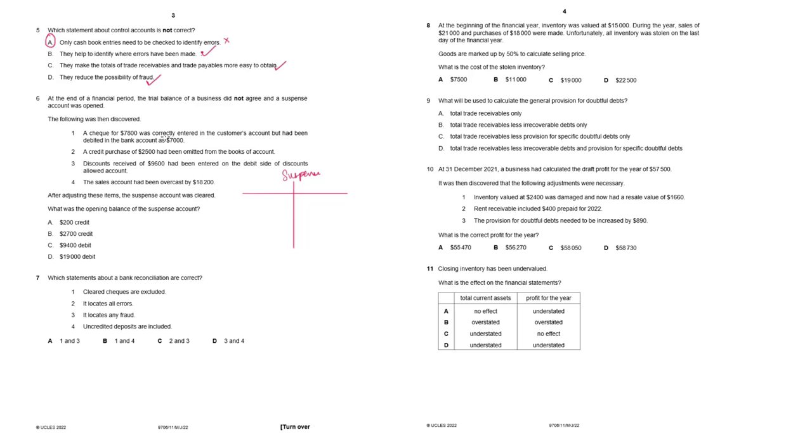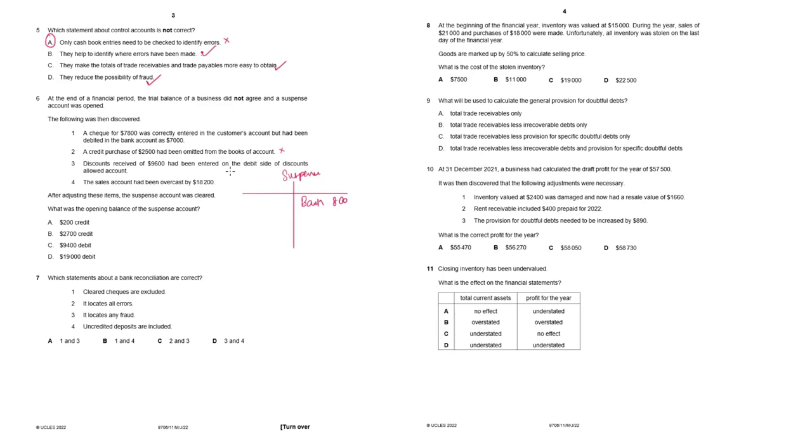A check for 7,800 was correctly entered in the customer's account but had been debited in the bank account as 7,000. It should have been debited as 7,800 but was debited as only 7,000. So bank should be debited by an extra 800 and suspense should be credited by 800. So on the credit side I have bank 800. A credit purchase of 2,500 omitted from the books will not affect the suspense account. It's an error of omission.